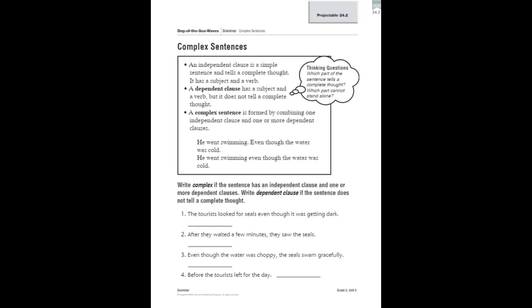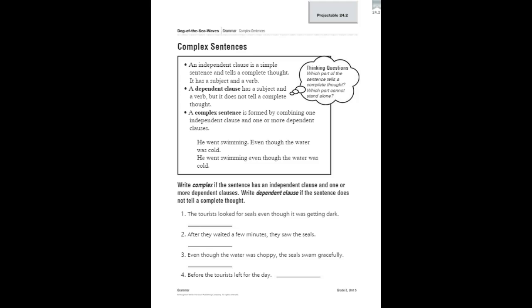So, an independent clause is a simple sentence and tells a complete thought. It has a subject and a verb. A dependent clause, on the other hand, has a subject and a verb, but it doesn't tell a complete thought. It can't stand by itself. We form a complex sentence when we combine one independent clause with one or more dependent clauses.